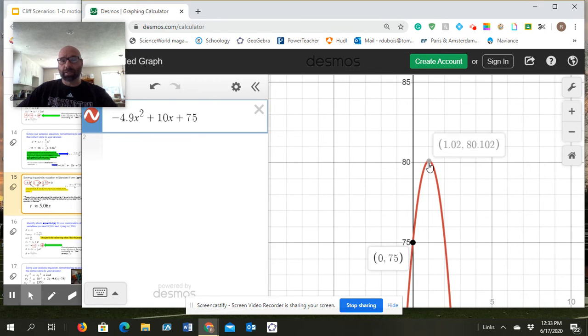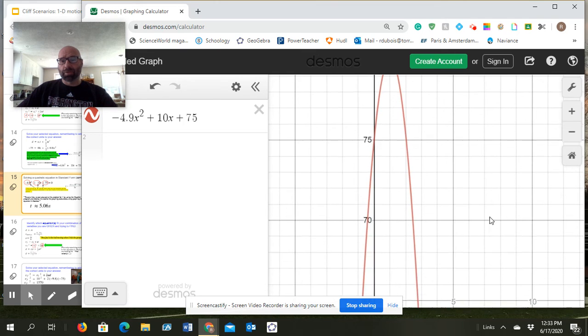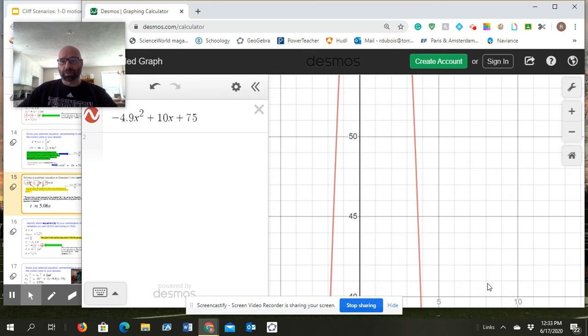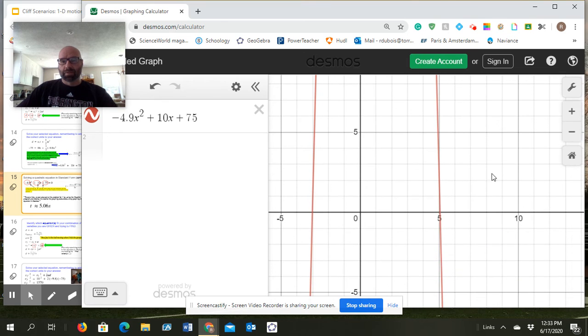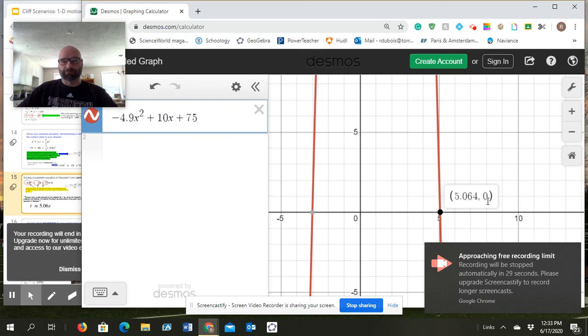Now, if we look at the peak, we'll recognize these values. The coordinates of this vertex here at 1.02 seconds, which we know that was the time of the peak, the ball reaches a height of 80.1 meters. And then another critical point, find one of the zeros here. So you can see this point here, at 5.06 seconds, the ball is at a height of 0 meters. That's when it hit the water.